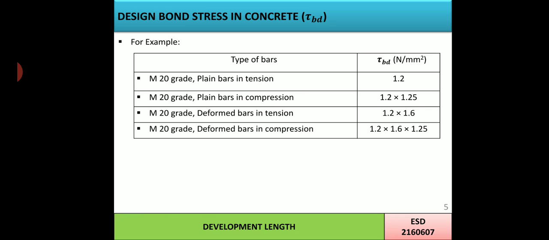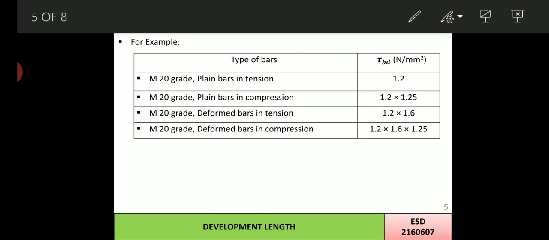And then the fourth example, M20 grade deformed bar in compression. Now for M20 the value of tau bd is 1.2. As the bar is deformed, the value will be increased by 60%, that is multiplied by 1.6, and as the bar is in compression, the value will be increased by 25%, that is 1.25. So hope you guys got all the concept of tau bd, that is design bond stress.